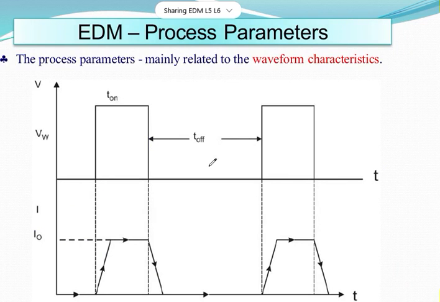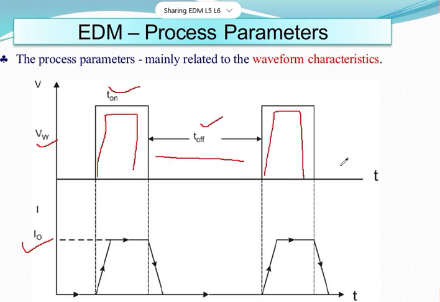As you can see, this is the process parameter, that is the voltage, this is the current, and you can see the T on. This is the pulse on time, this is the pulse off time. You can see the waveform getting straight. Then there is a pulse off time, again it is getting this one. So this is the thing, and you can see this is the peak current, and this is basically varying with respect to your time. Voltage varying and current varying with respect to time.